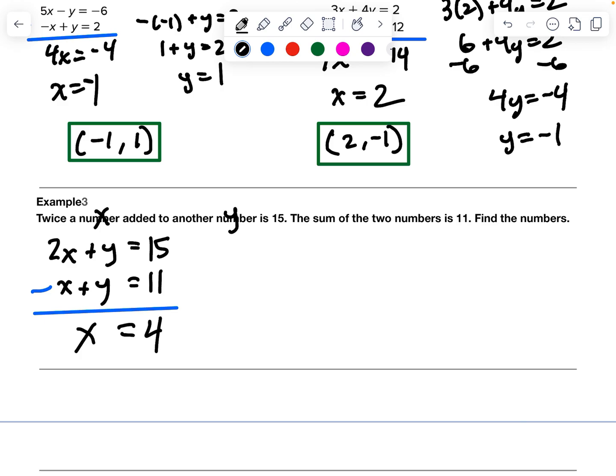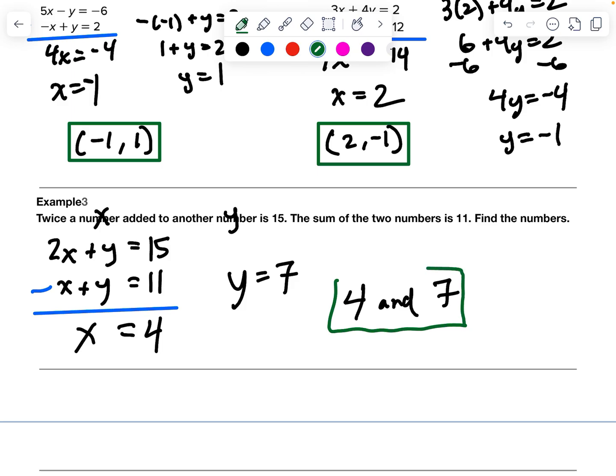x is 4. Now I said the sum of two numbers is 11. So if x is 4, what is y? 7. 4 plus 7 is 11. So my numbers are 4 and 7. It's not technically an ordered pair because we're not technically talking about a graph, but if you gave this answer as an ordered pair, I certainly wouldn't mark it wrong.